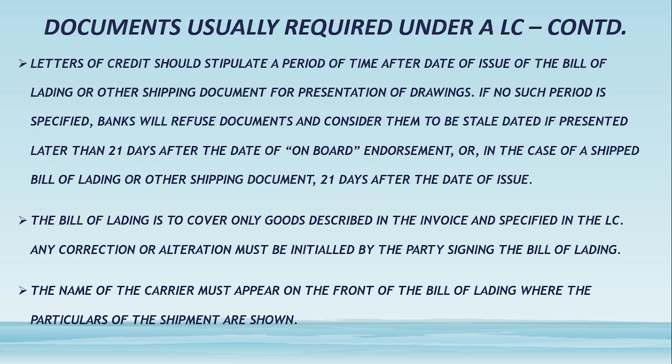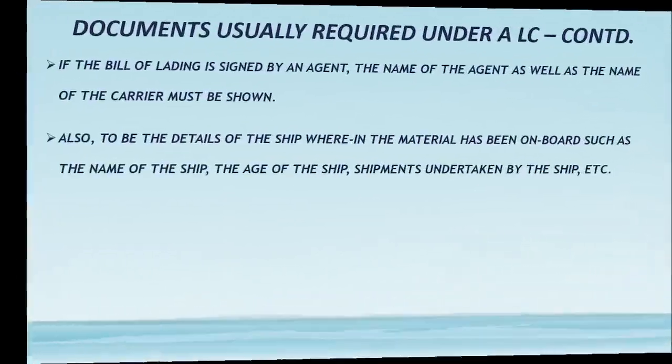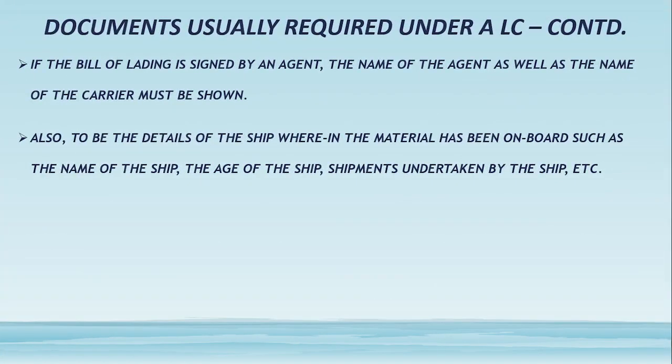The name of the carrier must appear on the front of the bill of lading where the particulars of the shipment are shown. If the bill of lading is signed by an agent, the name of the agent as well as the name of the carrier must be shown. Also to be shown are the details of the ship on which the material has been loaded, such as the name of the ship, the age of the ship, shipments undertaken by the ship, etc.